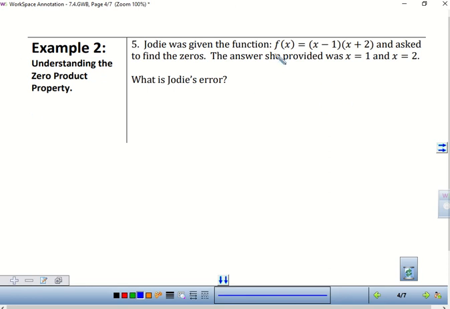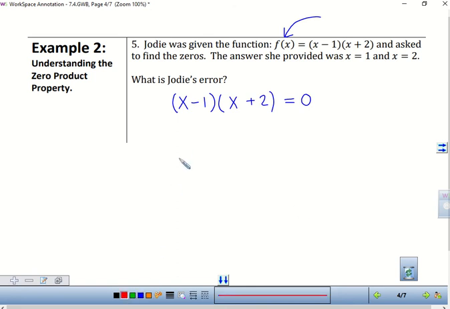Jody was given a function, f of x is equal to x minus 1 times x plus 2, and she was asked to find the zeros. The answer she provided was x equals 1 and x equals 2. What was Jody's error? So when they tell you they want you to find the zeros, that means that you're going to take your equation and you're going to set it equal to 0.